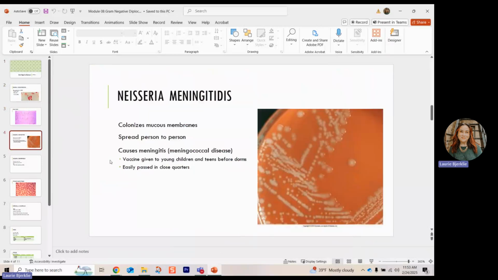All right, so when we talk gram-negative diplococci, we're talking about Neisseria and one Moraxella, Moraxella catarrhalis, mainly. And those are the genera that we are looking at.